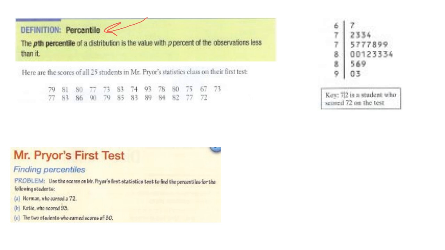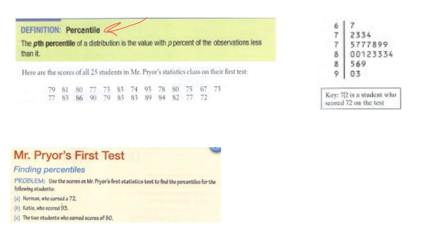So again, when you're looking at percentile, you're looking at not your score and lower, but what percent of the scores were lower than yours. Okay, so for example, the first one, using the scores on this first statistics test here, find the percentiles of the following students. So Norman, who earned a 72.